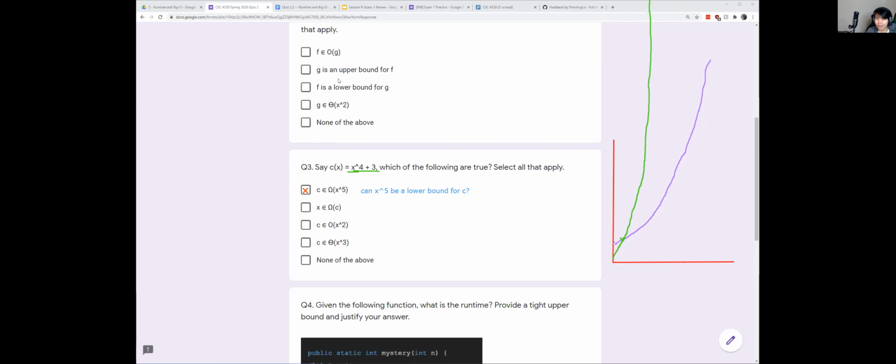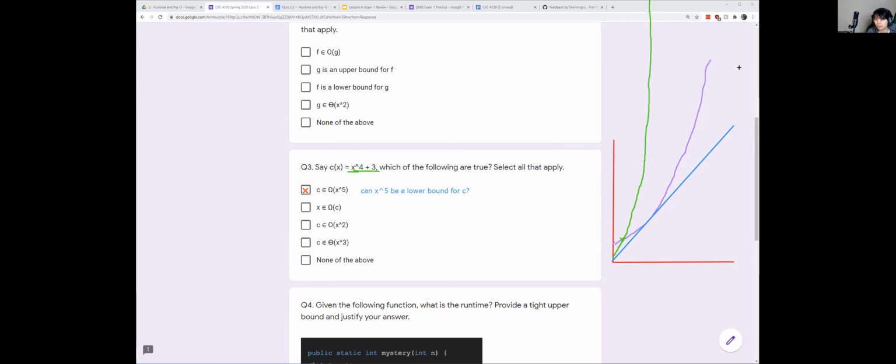Likewise, if we have x here, which is just the mathematical function f of x equals x, so it's a straight diagonal line at a 45-degree angle, we know that this x will not have the purple line as a lower bound.